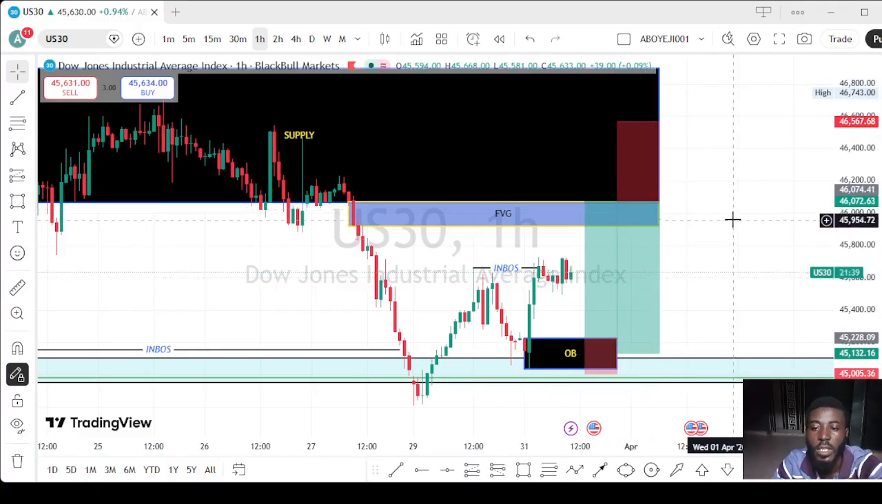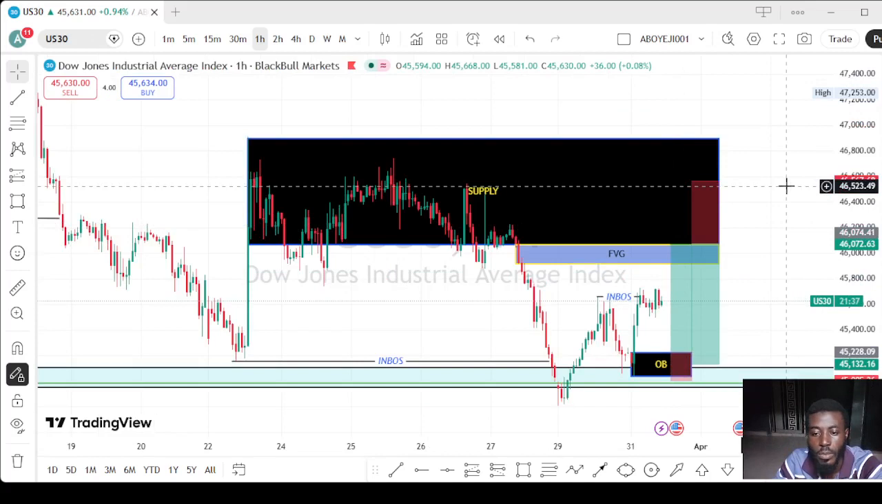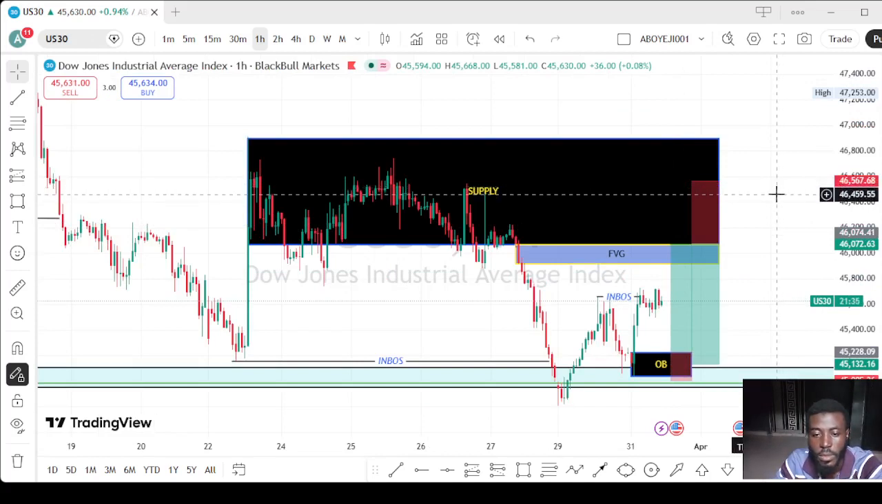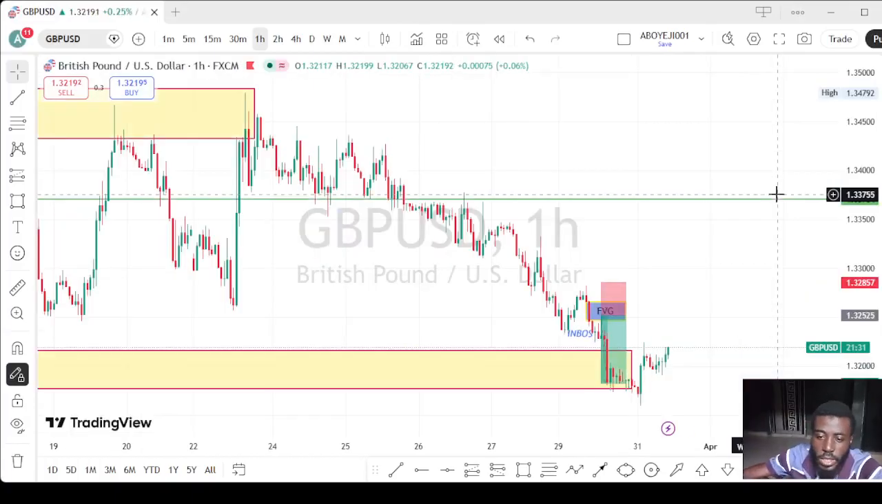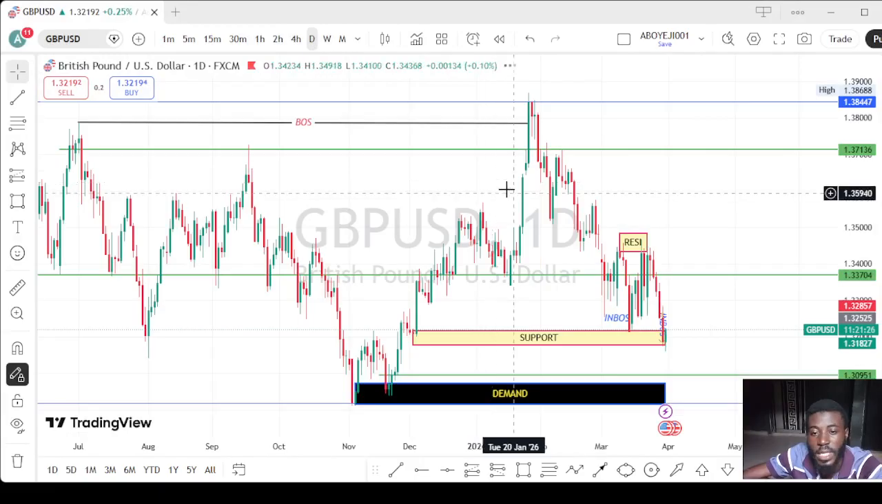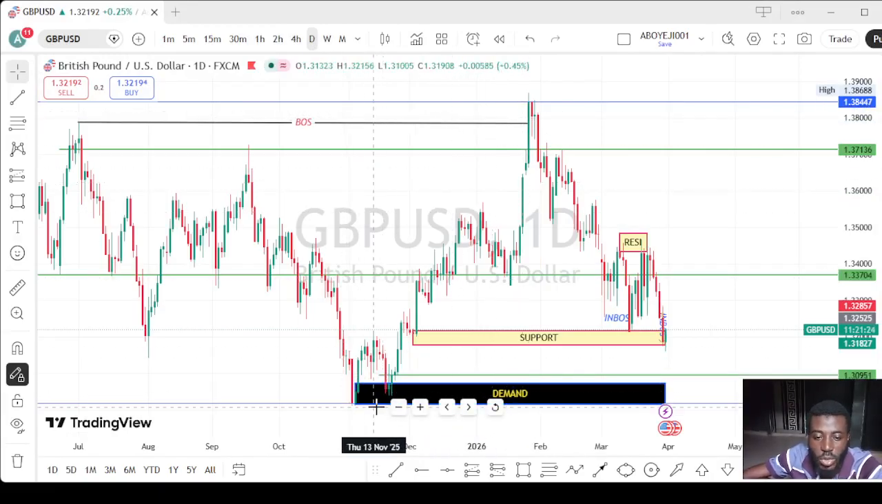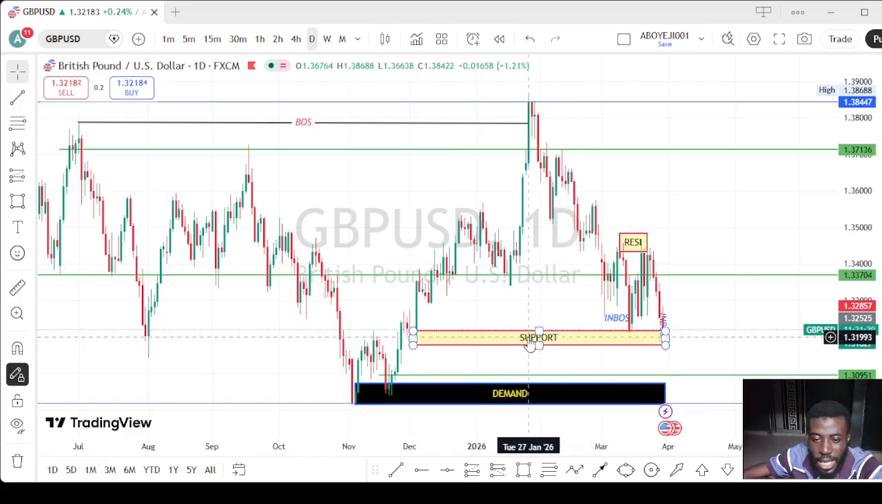So let's move to GU. Let's see what GU is doing for us. This is from the daily time frame. This is our swing high and this is our swing low. These are major demands, and this is our minor demand.